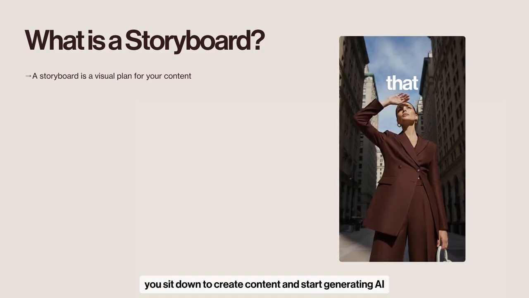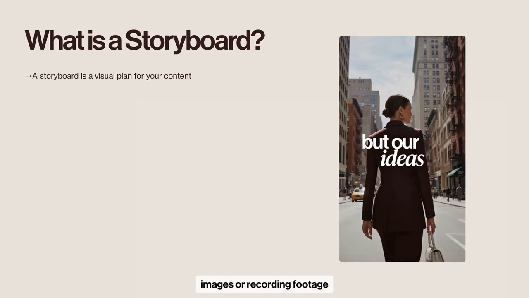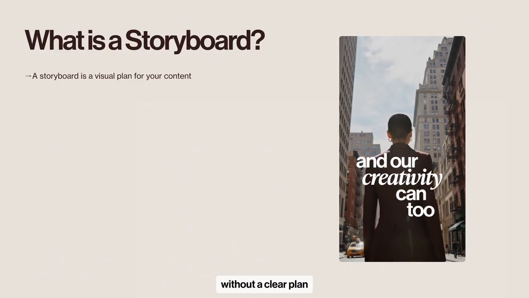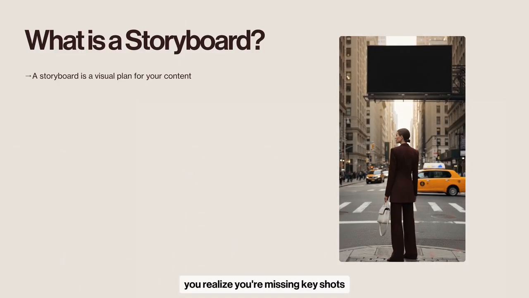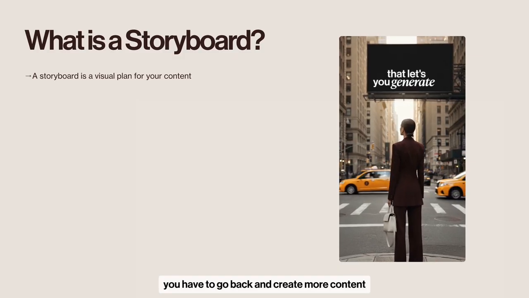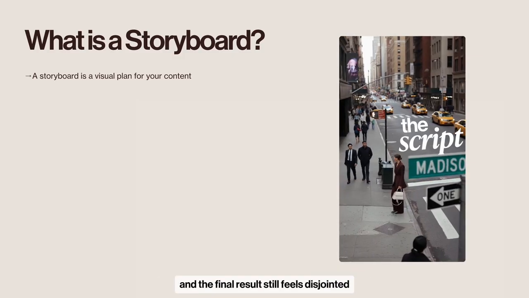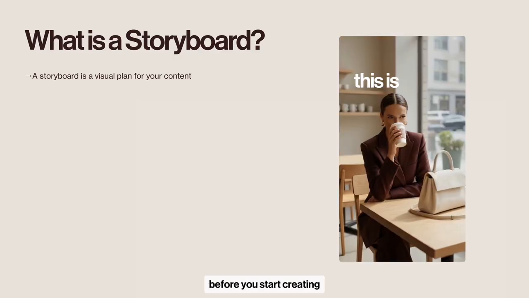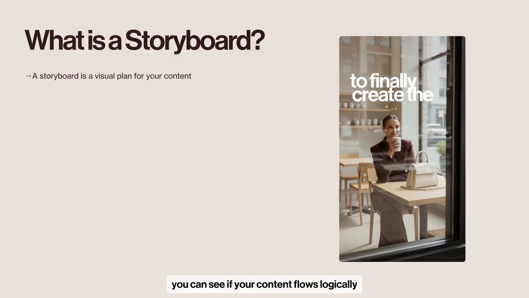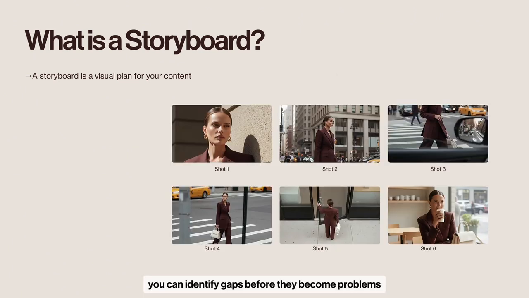Here's what happens without a storyboard. You sit down to create content and start generating AI images or recording footage without a clear plan. You end up with a bunch of random shots that don't flow together. You realize you're missing key shots. You have to go back and create more content. It takes twice as long, and the final result still feels disjointed. With a storyboard, you know exactly what you need before you start creating. You can see if your content flows logically. You can identify gaps before they become problems. And when you're generating AI content, you have clear prompts because you've already visualized what you want.